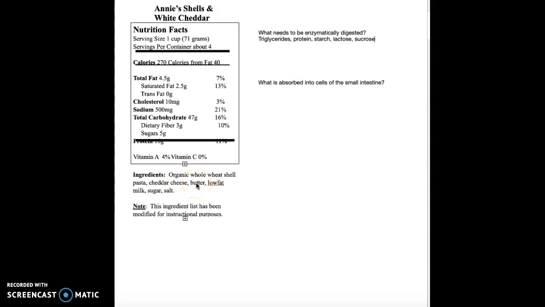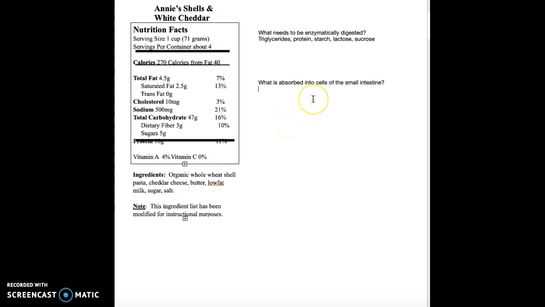Butter is a concentrated fat, so that's where a lot of the triglycerides are coming from. There won't be any carbohydrate or protein. Milk is a whole food, so it will contain the lactose, protein, and triglycerides. Sugar is refined, so it's really just a concentrated source of sucrose.